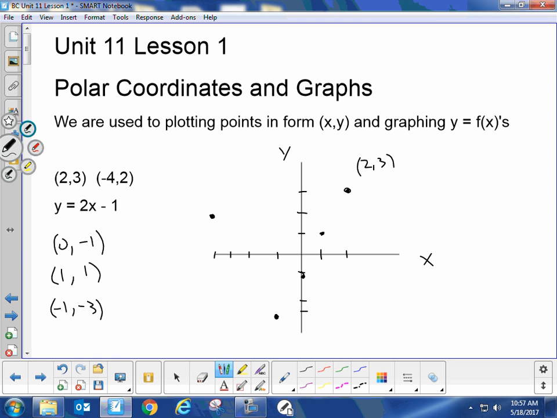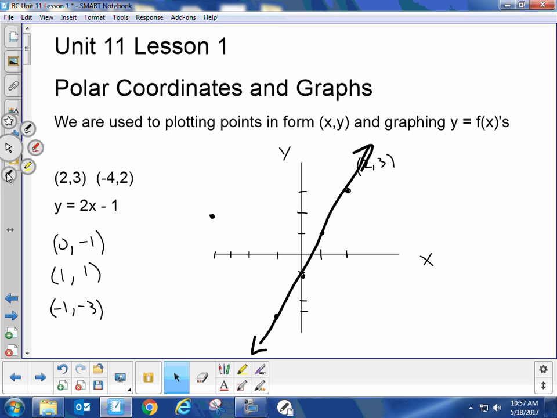And then you were told, oh, take those dots, connect them and extend them. But why are we connecting and extending some of these points? A lot of people forget. Why are we doing this? Why do we connect and extend them? Why did I connect those points when I graphed y equals 2x minus 1?